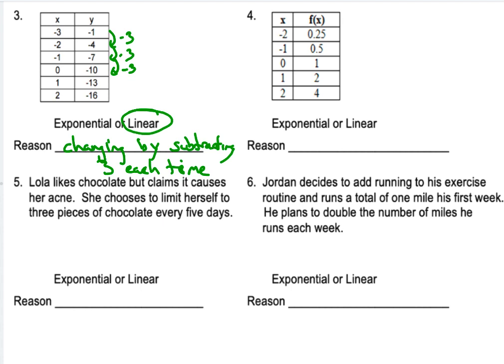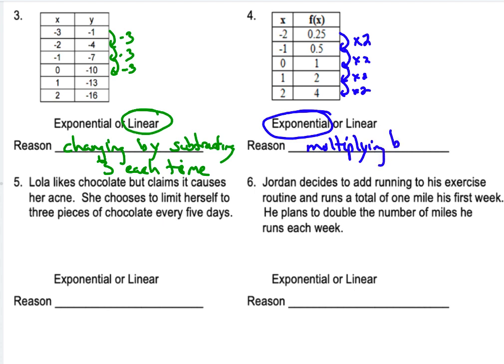For the next one, I went from 0.25 to 0.5. Well, that's times 2. Then 0.5 to 1 is times 2. 1 to 2 is times 2. 2 to 4 is times 2. This is going to be an exponential function because they're multiplying by 2 each time. Okay, sorry for my handwriting there. So we're looking at, are they growing by the same steady amount, or are they multiplying, which means it's getting bigger and bigger each time.